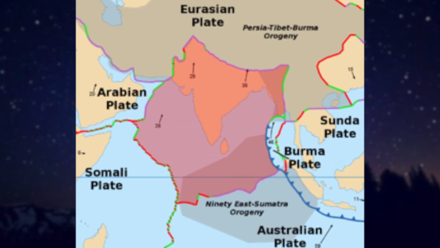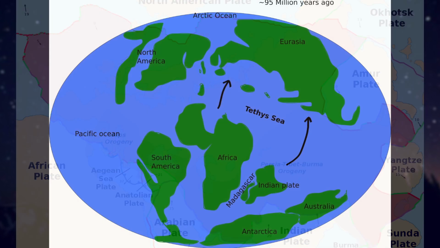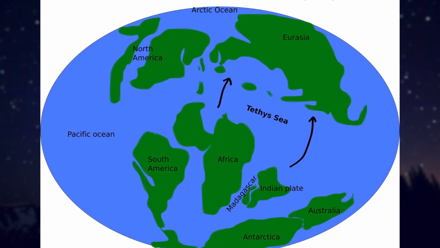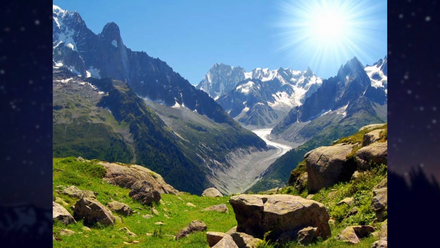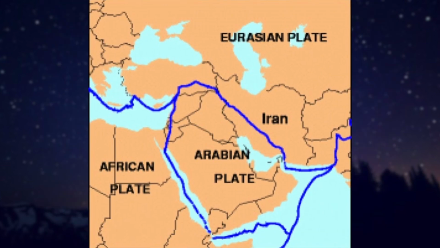For example, when the Indian plate and the Eurasian plate collided, the sediments in the Tethys Sea were folded to form the Himalayas. The Alps mountains in Europe resulted from the convergence of the African and European plates.